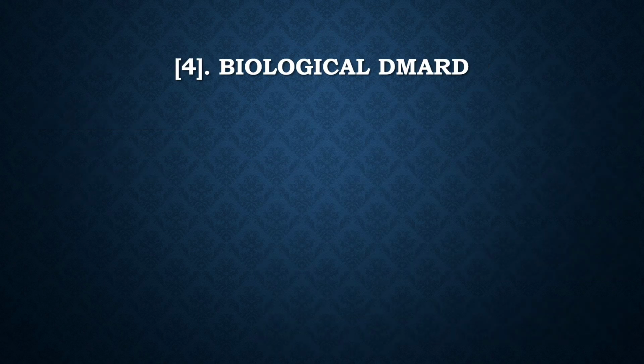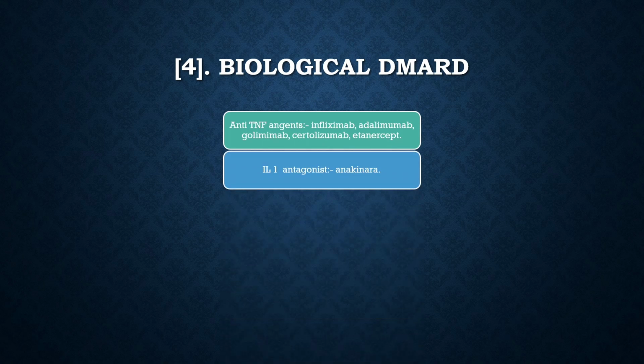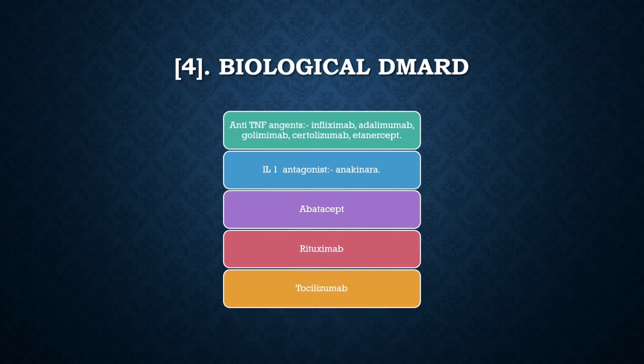The fourth group is known as biologicals or biological DMARDs. The first one is the anti-TNF agents, which include infliximab, adalimumab, golimumab, certolizumab, and etanercept. The second one is interleukin-1 antagonist, which is anakinra. The third one is abatacept. The fourth one is rituximab, and the fifth one is tocilizumab. These biological drugs are used when conventional DMARDs are not useful, or we can give these biological DMARDs along with methotrexate.